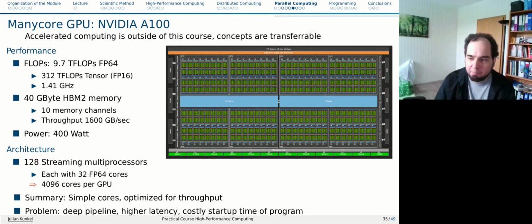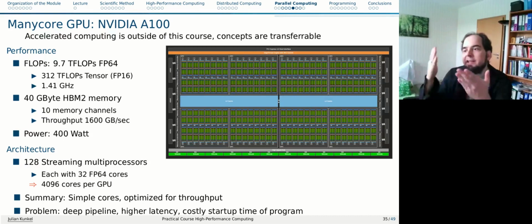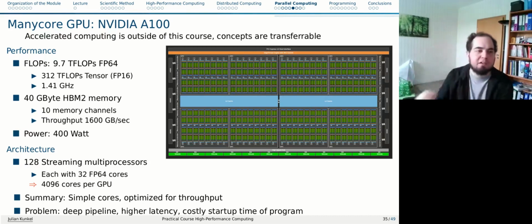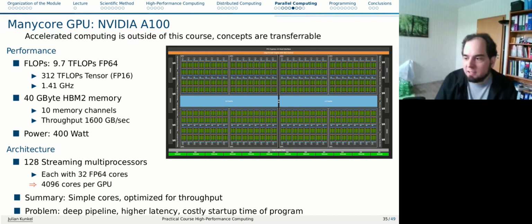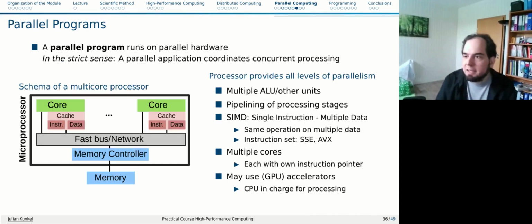These cores are very simple. They are optimized for throughput. They have a very deep pipeline, high latency, and it's very costly to run programs. And these systems, these accelerators, are plugged in as a graphics card, basically inside your computer system. So it is a little bit like distributed computing. You have inside your computer already another system that you can tell to do this, do that. And that is kind of depending on the CPU and the basic system.